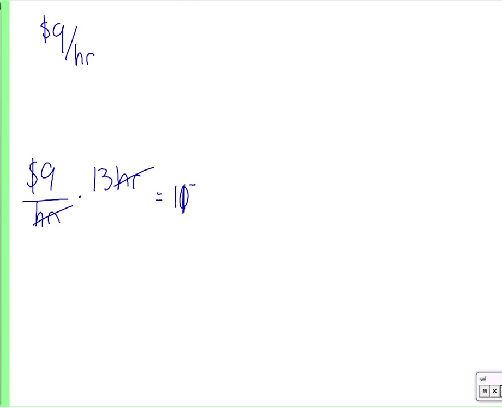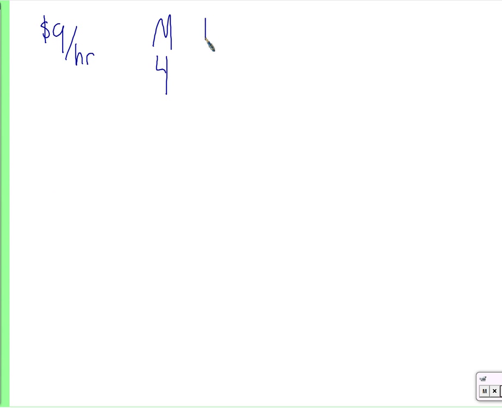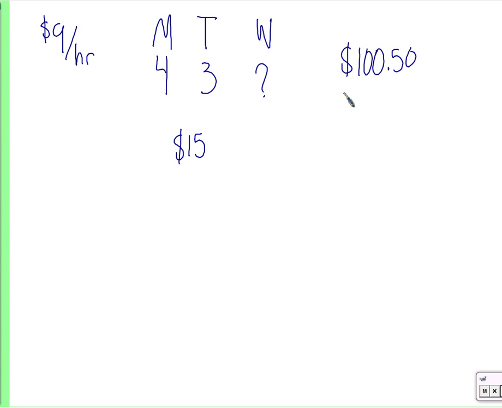Okay, so you get the basic idea of how to calculate how much you earn. Let's imagine that on Monday you worked 4 hours, on Tuesday you worked 3 hours. On Wednesday, let's say you forgot how many hours you worked. On top of all this, you earned $15 in tips. All tips. And altogether, you earned $100.50.